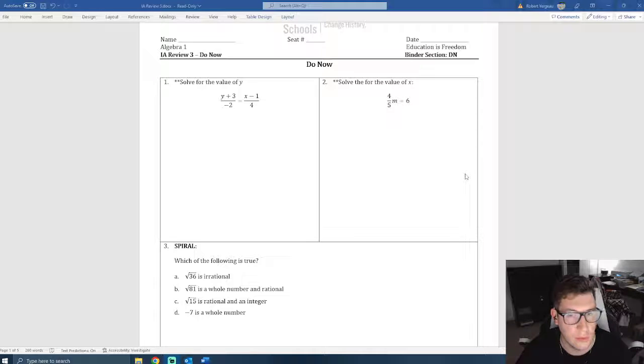And so the way that today's going to work is that you're going to have just a little bit of practice time. I'm going to go through some of the examples that I really want us to make sure that we got. And so with that, we're going to go ahead and actually start with this do now.